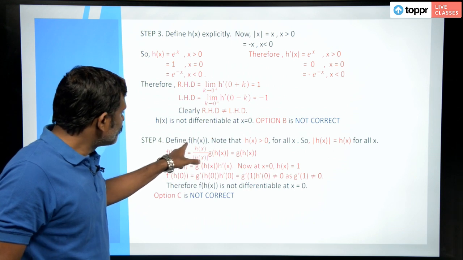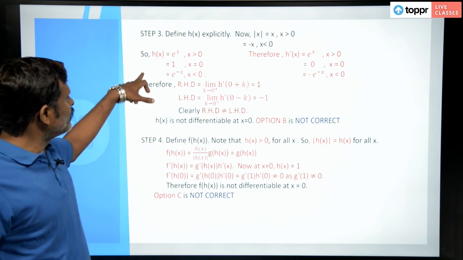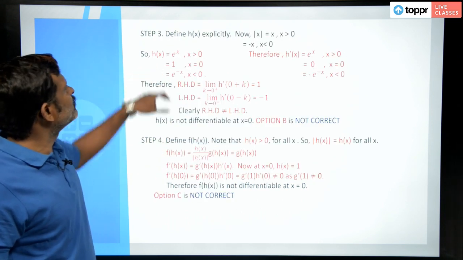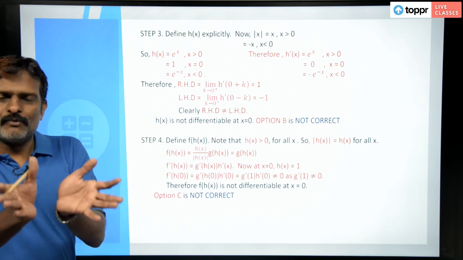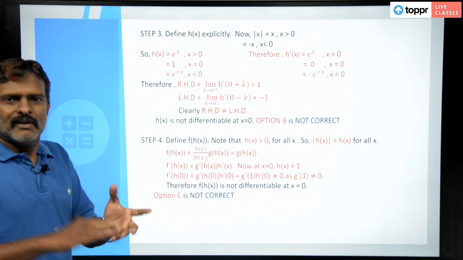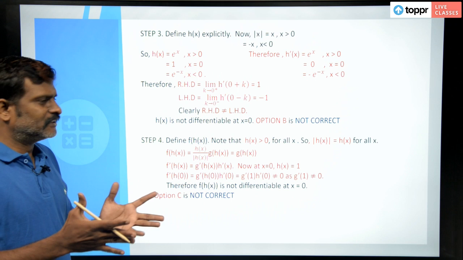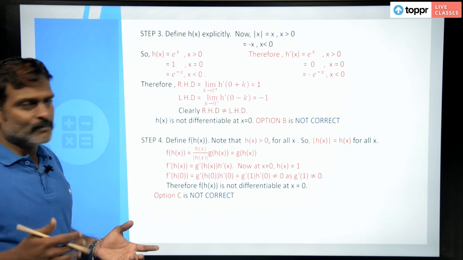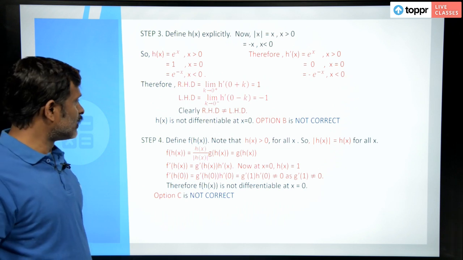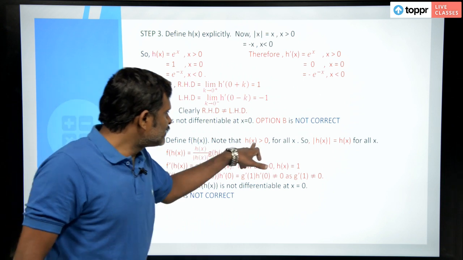Now, f of h of x, how do we do this? We already know that h of x is greater than 0. H of x is what? E power absolute value of x. Whatever x value you take, e power it is always a positive number. It will never be negative, because e is a positive number, 2 point something. So, this is always positive.